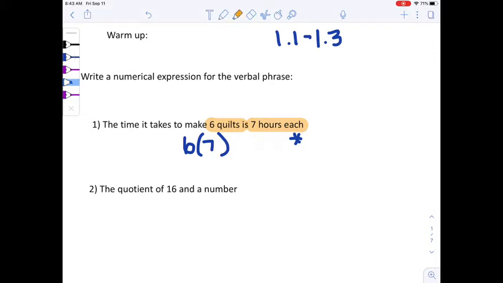So all we're going to do is take 6 times 7. Number 2 says the quotient of 16 and a number. I see this word quotient, which I know is division, and then I have 16 and a number. So we write that left to right. We have 16 divided by, and since we don't know what our number is, we plug in a variable. I'll just use x. 16 divided by x.